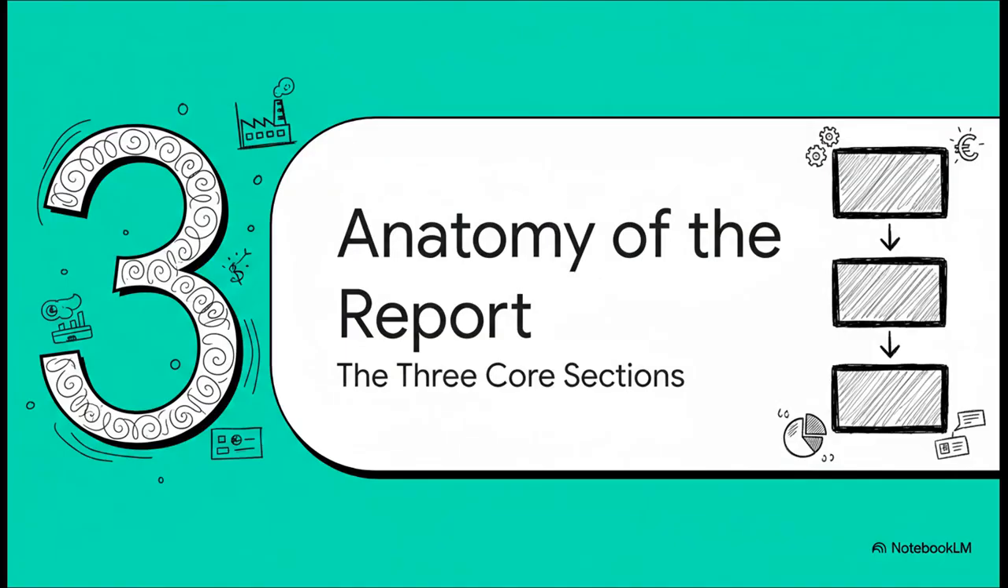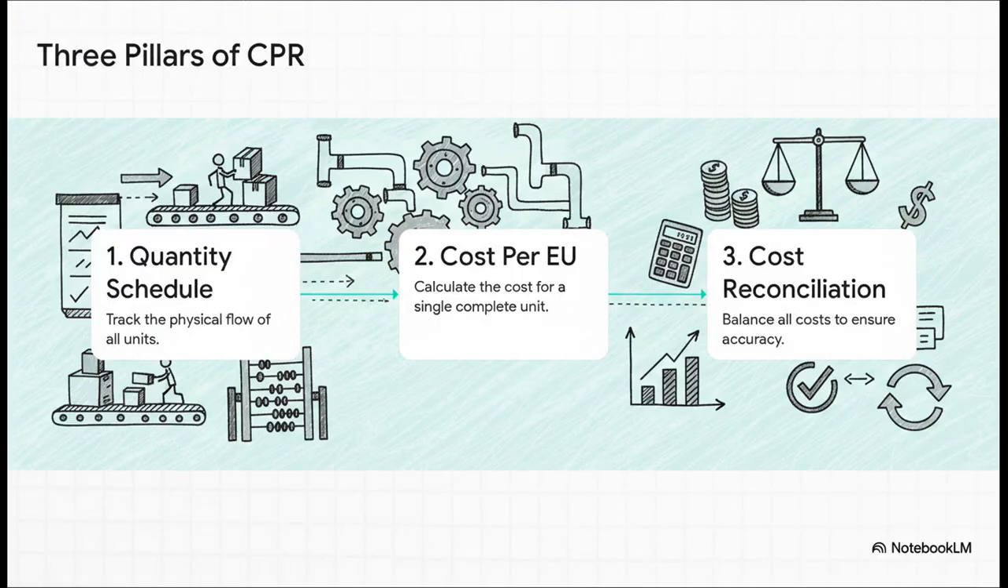So now that we know why it's so important, let's pull back the curtain and see how it's actually put together. It's actually built in 3 really logical sections. It all rests on these 3 pillars. First, we have the quantity schedule. That's just counting our physical stuff. Second, we figure out the cost per equivalent unit. This is where we calculate the price tag for a single finished product. And finally, the cost reconciliation, which is where we prove that every single penny is accounted for. Each step builds right on top of the last one.